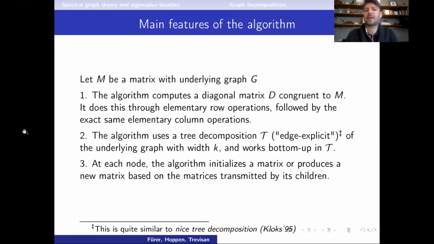So let M be a matrix with underlying graph G. The algorithm computes a diagonal matrix D congruent to M. It does this through elementary row operations, followed by the exact same elementary column operations. The algorithm uses a tree decomposition T, a special one called edge explicit, of the underlying graph with width k, and works bottom up in T. At each node, the algorithm initializes a matrix or produces a new matrix based on the matrices transmitted by its children.